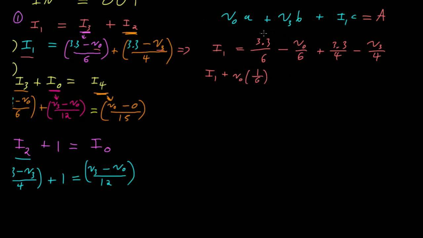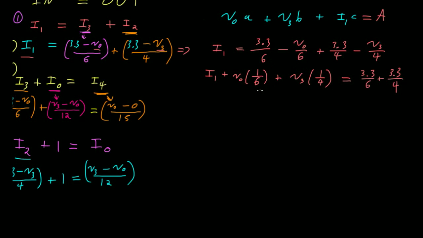Hopefully that makes sense. I added V0 over 6 to both sides, and now I'm just rewriting that as V0 times 1 over 6. Now I'm going to do the same thing with V3 over 4. I'm going to add V3 over 4 to both sides and rewrite that as V3 times 1 over 4. And then the other side of the equation, my constant A, is just going to be equal to 3.3 divided by 6 plus 3.3 divided by 4.